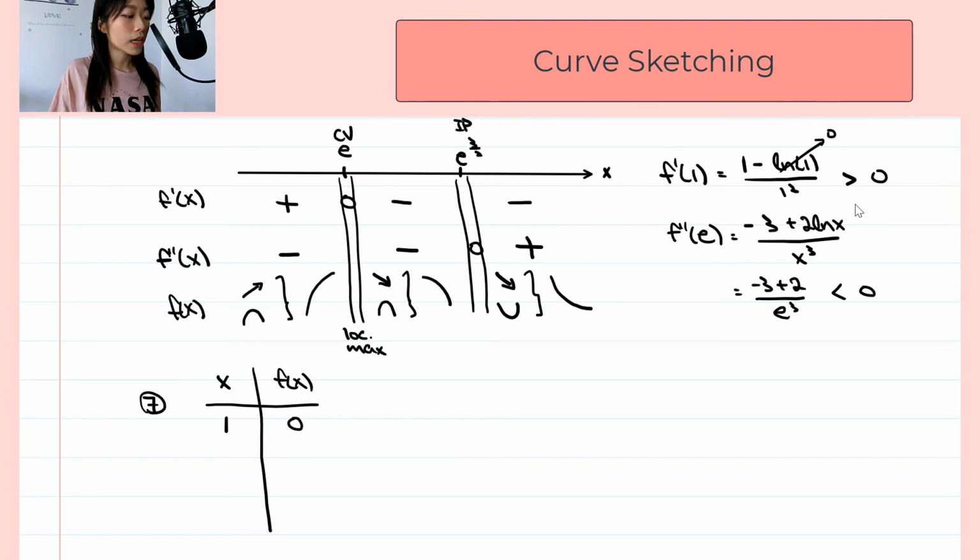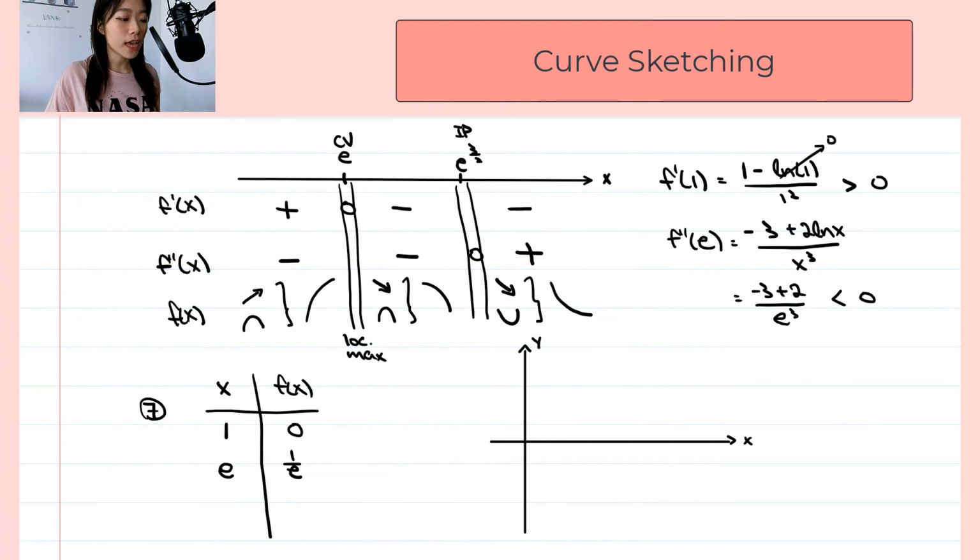Now let's find the y-coordinate when x equals e. So the function was ln of x over x. And when we substitute x by e, we get 1 over e. So the local maximum occurs at (e, 1 over e). Now let's put everything together and sketch the graph.